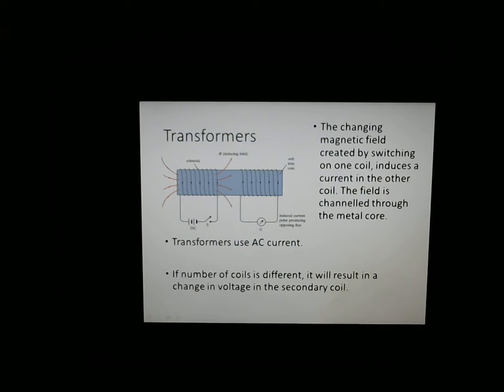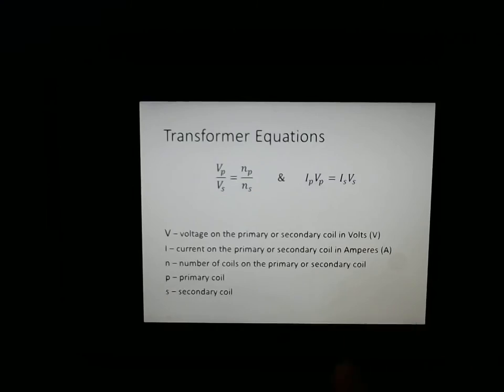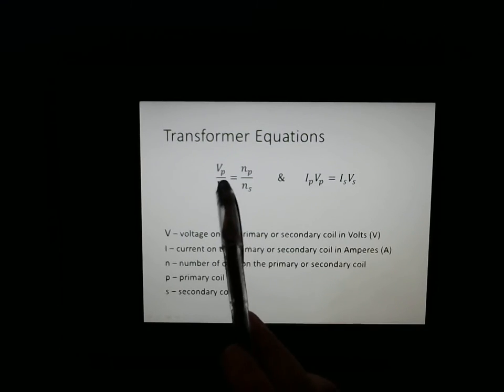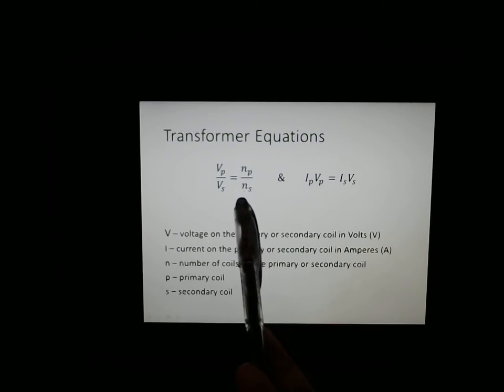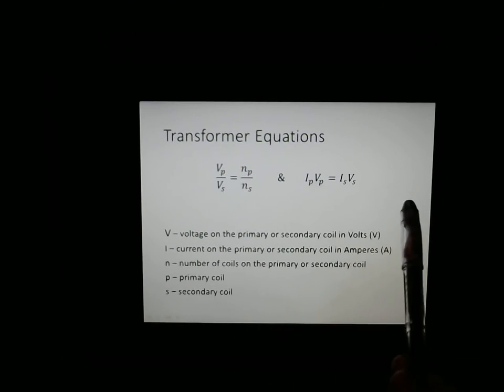Now, with our transformer, if we assume there's no energy loss, then we get these equations. There's a derivation in the textbook. It's not necessary for you to prove, but I think it's important that you keep in mind that these assume that there is no loss of energy, that it is all perfect. We have voltage, and the ratio of the voltage is the same as the ratio of the number of coils. That's what our N stands for here.